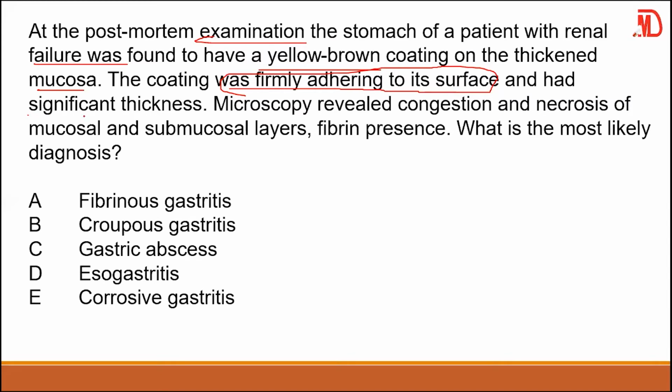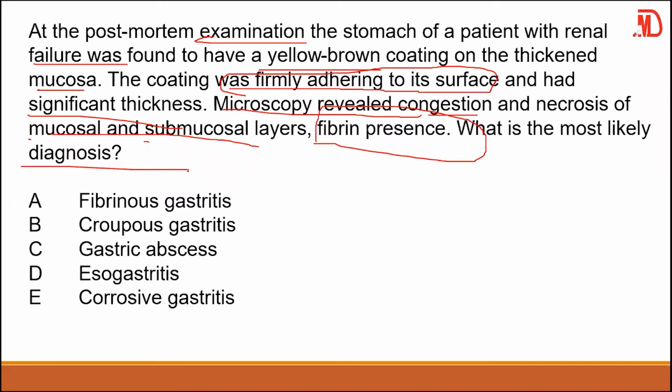This person had a significant thickness. Microscopy revealed a congestion and a necrosis of mucosa and submucosal layers, fibrin present. Again, it is telling us that we have a fibrinous type of inflammation. So what is the most likely diagnosis? Actually, the most likely diagnosis is a diphtheric type.